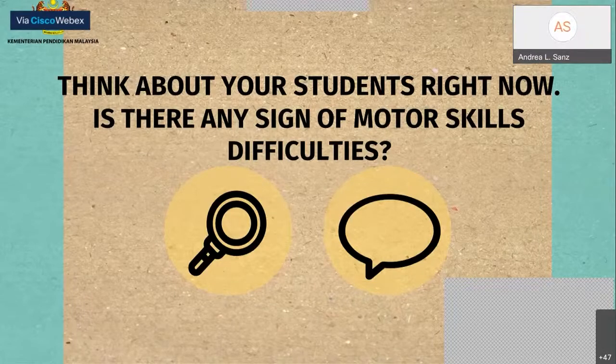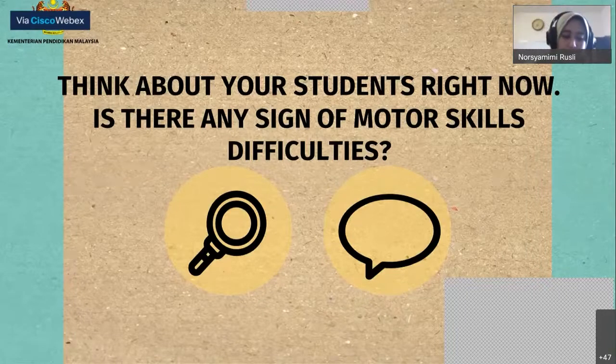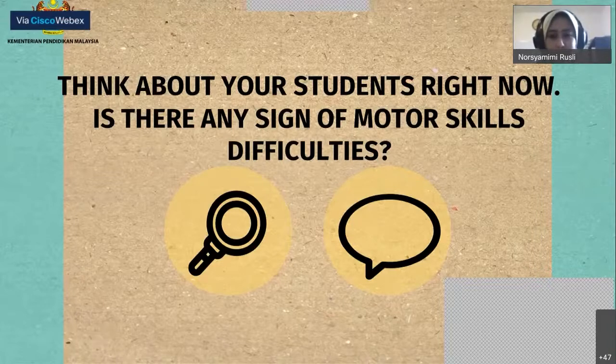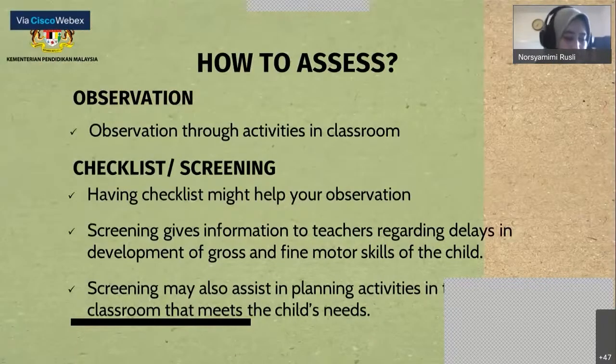Yes, the student might be having difficulties coordinating his body parts, the left side and the right side of the body. That is a part of motor skills difficulties, sometimes called bilateral coordination, which is the coordination of the two sides of the body. Those are examples of motor skill difficulties that you usually face with your students.